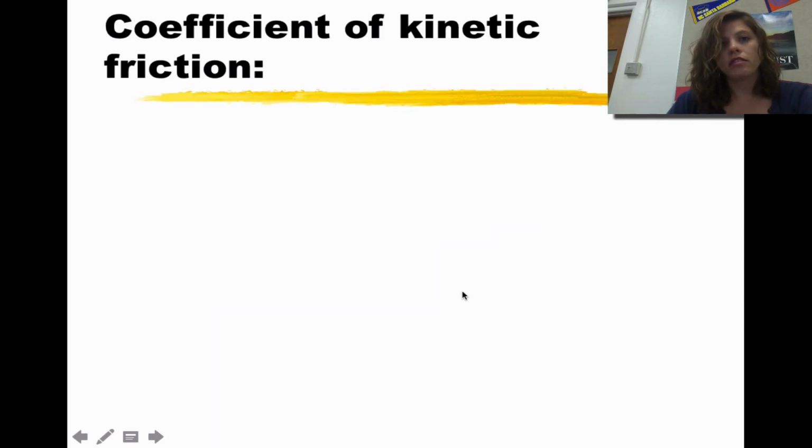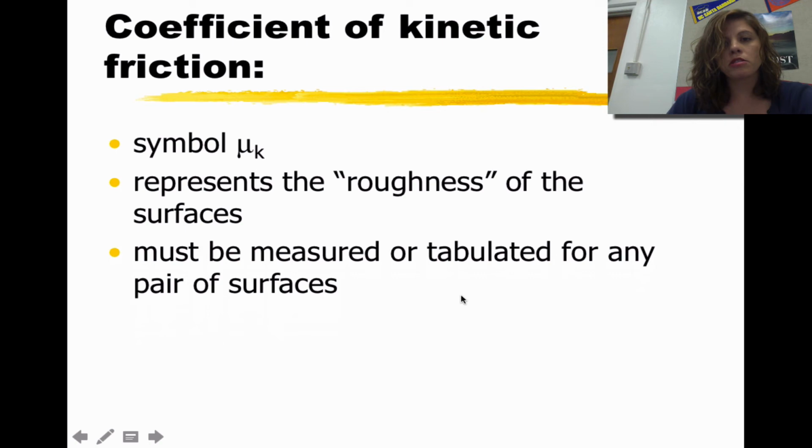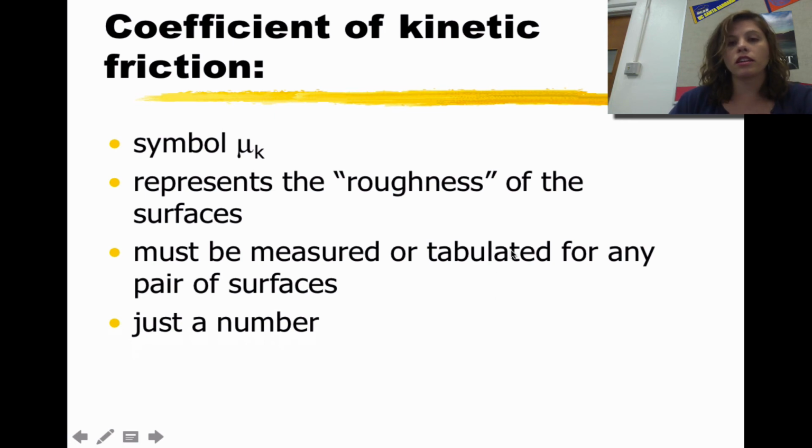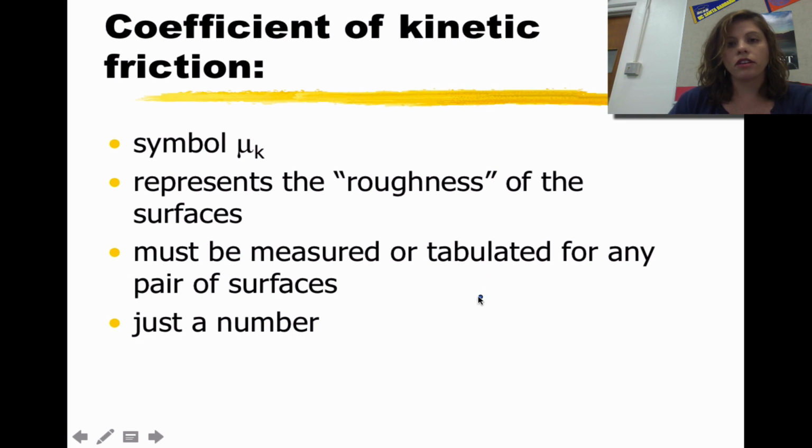All right. So the coefficient of friction is the symbol mu. It represents the roughness between the two surfaces. It must be measured or tabulated for any pair of surfaces. And it's just a number. It has no units. If we look here, friction equals mu n. This has units of newtons. This has units of newtons, so the mu is unitless. Okay?